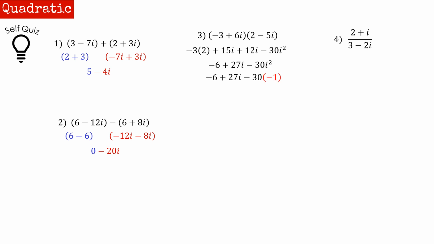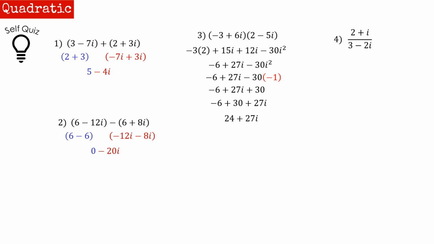i squared is negative 1. So let's put that in there. We're going to simplify. I like to put like terms next to each other. So now I have negative 6 plus 30 plus 27i. Negative 6 plus 30 is 24. So the final answer is 24 plus 27i. And that's good because it's in the form a plus bi.